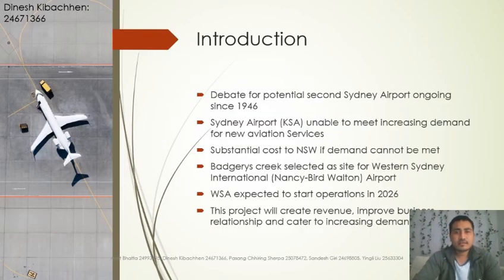The debate for a potential second Sydney airport has been ongoing since 1946. The existing Sydney Airport, which is also called Kingsford Smith Airport, is unable to meet increasing demand for new aviation services. And on failing to meet the demand, there will be substantial loss to Australia. So, as a solution, Western Sydney International Airport has been proposed at Badgerys Creek, and the operation is expected to start by 2026. This project will create revenue, improve business relationships, and cater to increasing demand for aviation services.